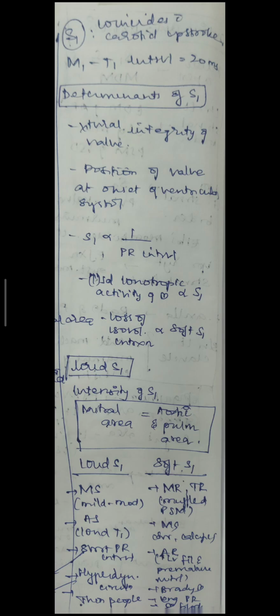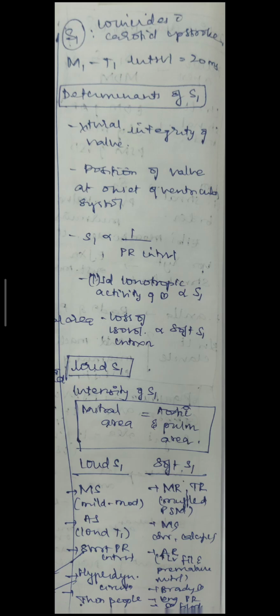In what conditions will the inotropic activity of the heart increase? In pressure overload states. In every pressure overload state of a particular chamber, the intensity of S1 will be increasing. So that we are going to see. Let us discuss loud S1 conditions and soft S1 conditions.